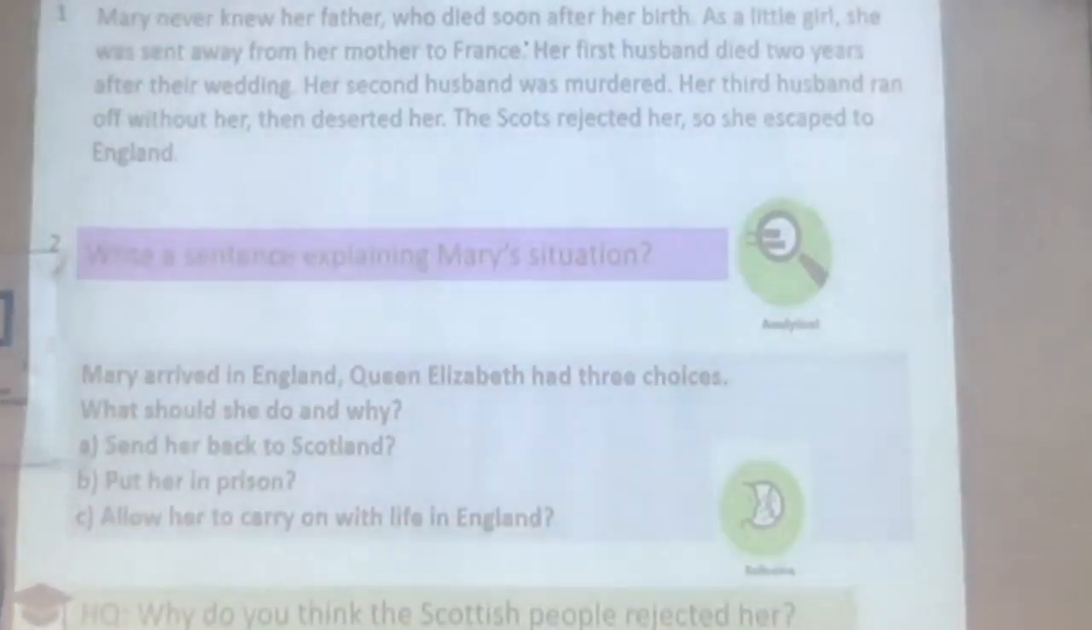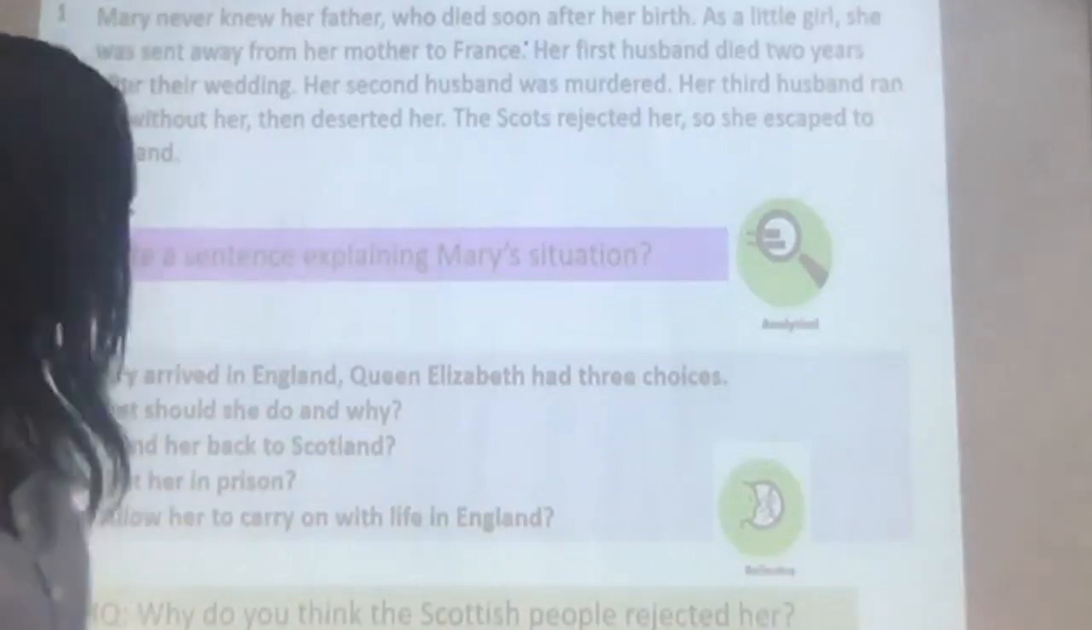Mary never knew her father, who died soon after her birth. As a little girl, she was sent away from her mother to France. Her first husband died 2 years after their wedding. Her second husband was murdered. Her third husband ran off without her and then deserted her. The Scots rejected her, and so she escaped to England.